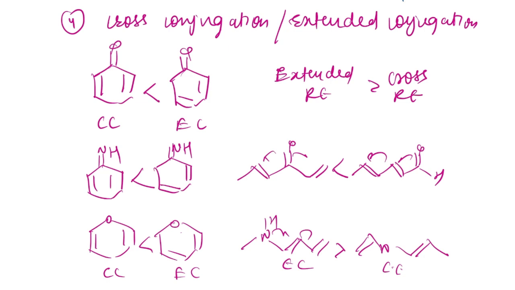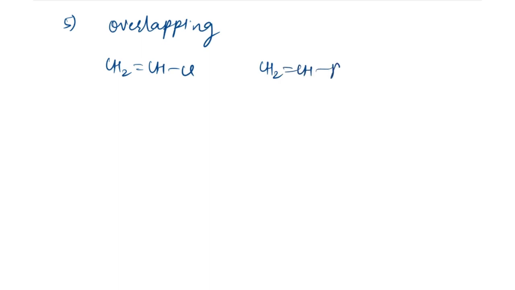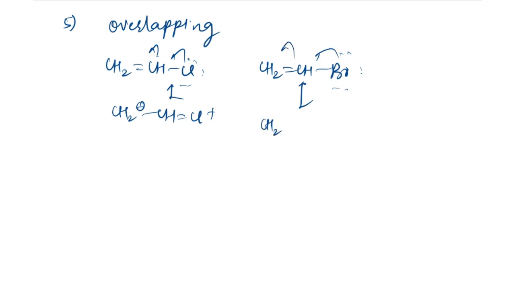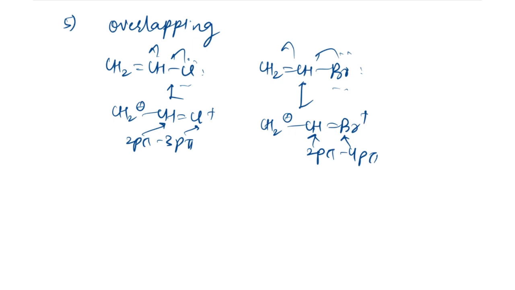Now we talk about the next point, the fifth comparison, that is overlapping. Overlapping means CH2 double bond CH Cl, and here CH2 double bond CH Br. So if resonance is happening over here, this is forming CH2 negative CH double bond Cl plus, and CH2 negative CH double bond Br plus. So overlapping here will be 2p pi and 3p pi: 3p pi is the chlorine orbital, 2p pi is the carbon orbital. Here 2p pi and 4p pi: 2p pi carbon, 4p pi bromine.